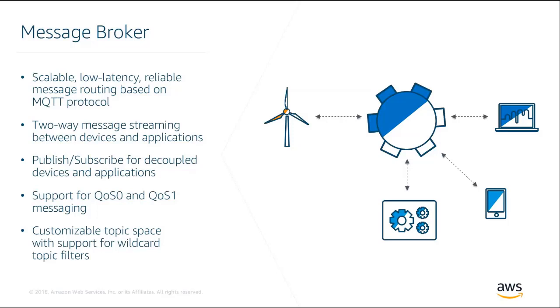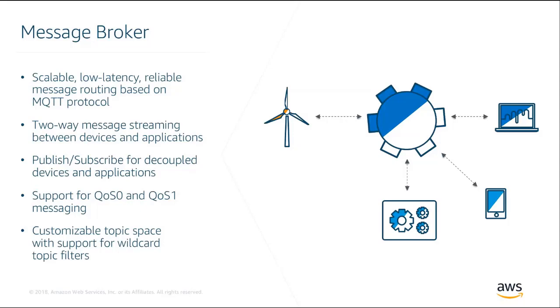And because this follows the MQTT 3.1.1 specification, you really get to customize your topic space structure. So you can support wildcards, you can support pounds and plus signs, all the capabilities of MQTT in terms of the pub-sub model of communication.